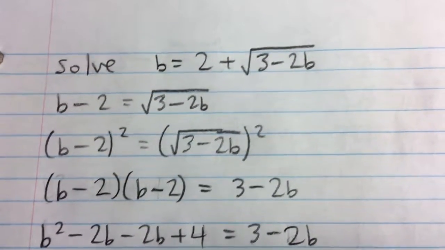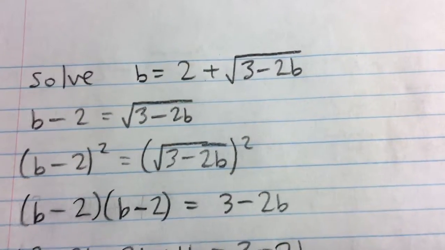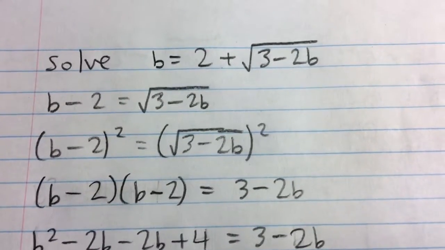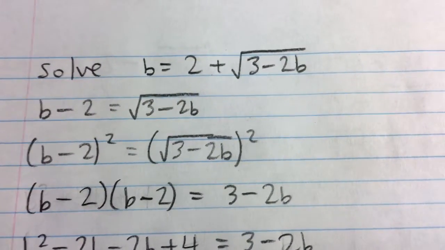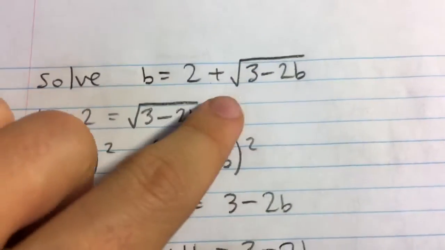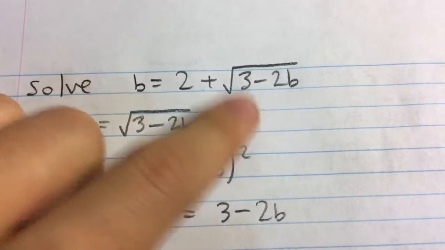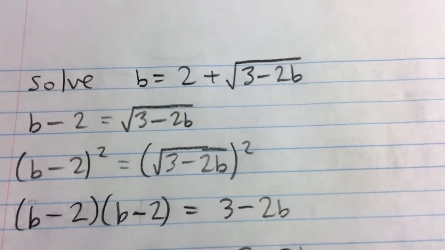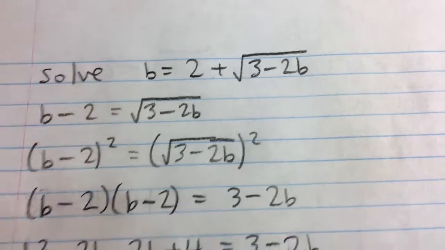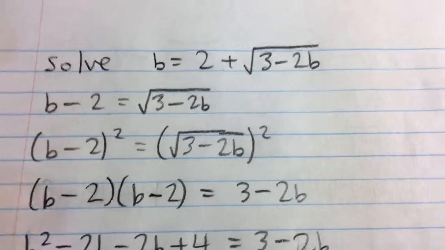Solve b is equal to 2 plus the square root of 3 minus 2b. And so to solve this equation, what we want to do is isolate the radical here, the square root. Then we can square both sides to get rid of the radical and then solve the algebraic equation.